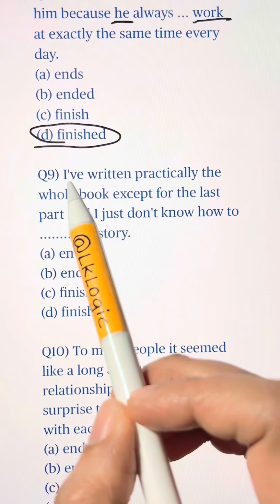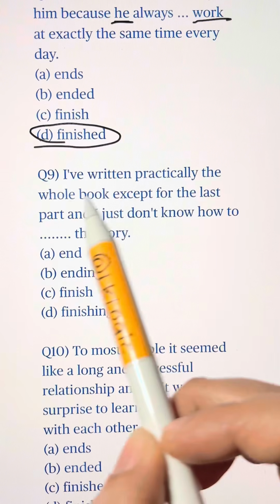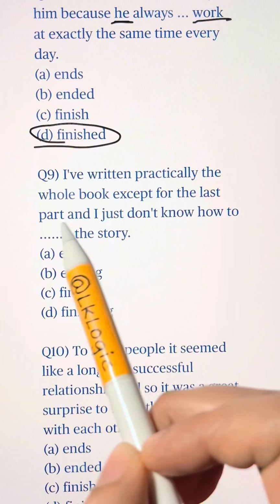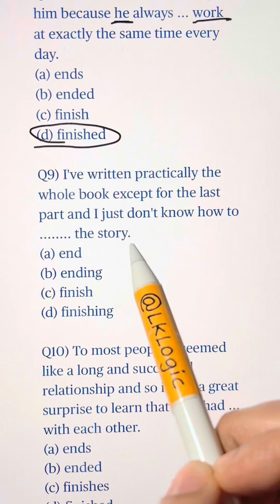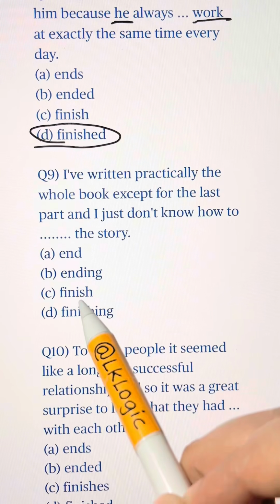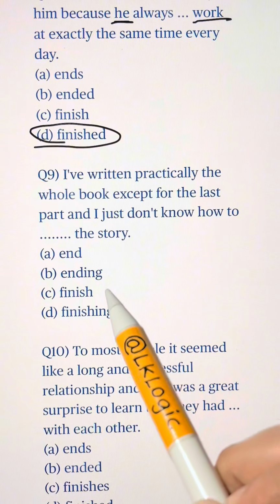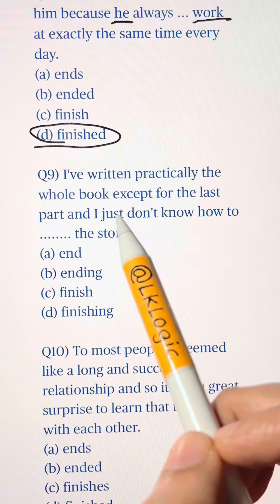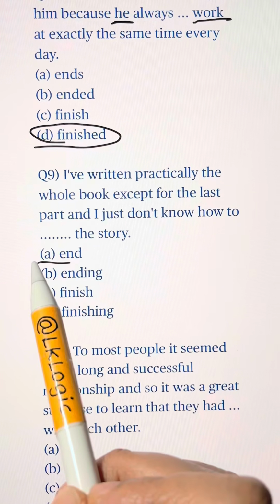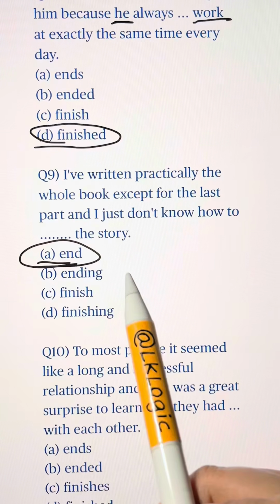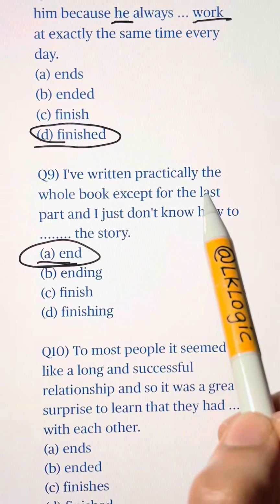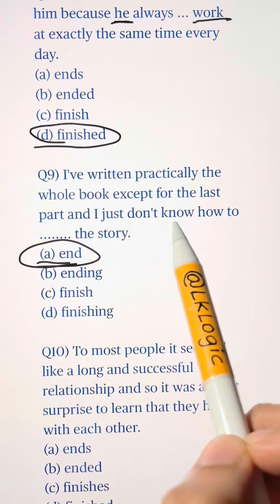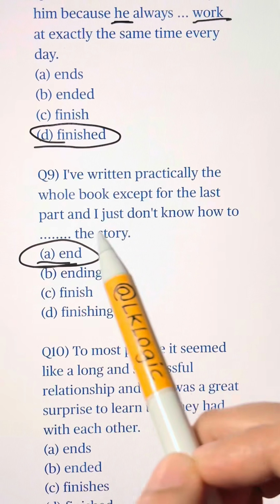Question number 9. I have written practically the whole book except for the last part, and I just don't know how to blank this story. End, ending, finish, finishing. So now what's happening? He wants to terminate something. We use end, right? I have written practically the whole book except for the last part, and I just don't know how to end the story.